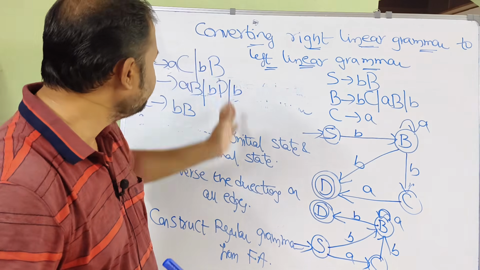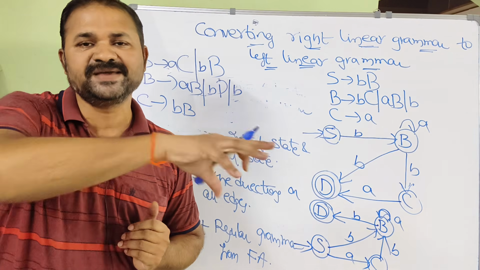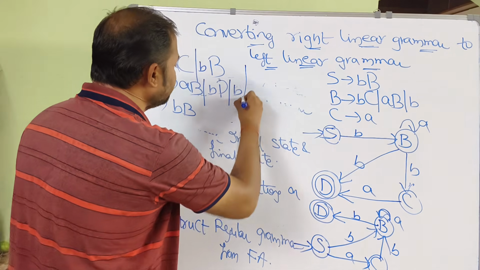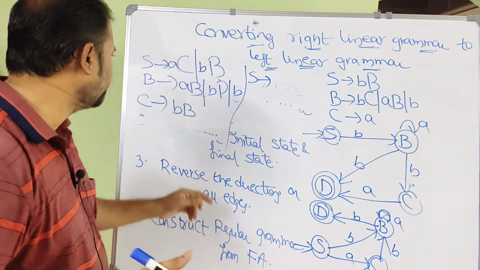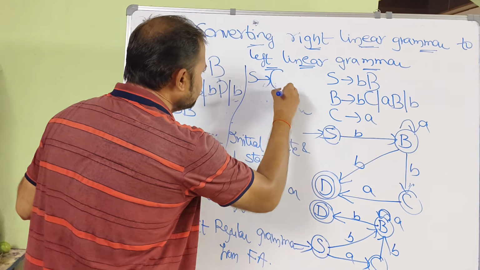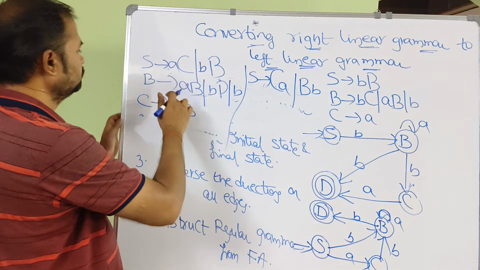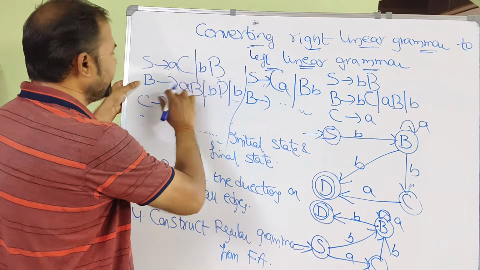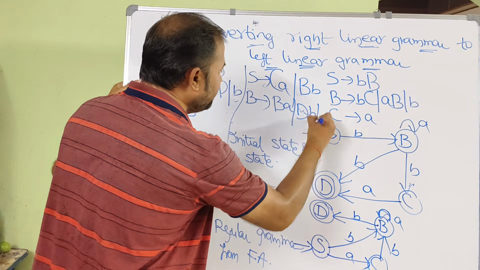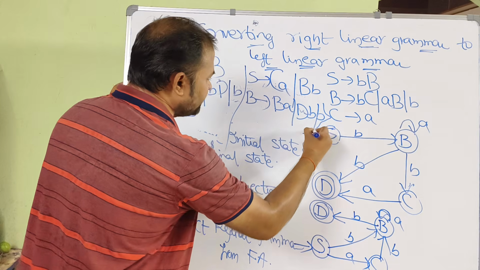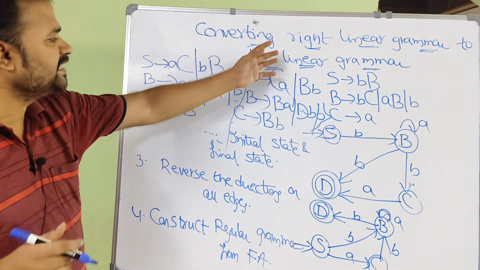Okay, so these are the various productions of the right linear grammar. Now we have to make them into left linear grammar. So simply we need to change the terminal and non-terminal position. AC will become CA. Next, BB will become BB. Next, AB will become BA. Next, BD will become DB. Next, B means there is no change. Next, C, BB will become BB. So this is the left linear grammar.